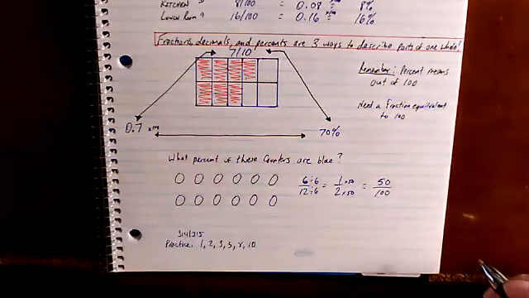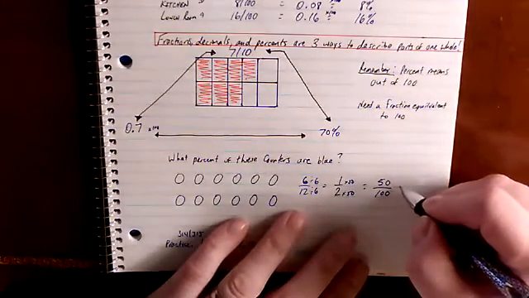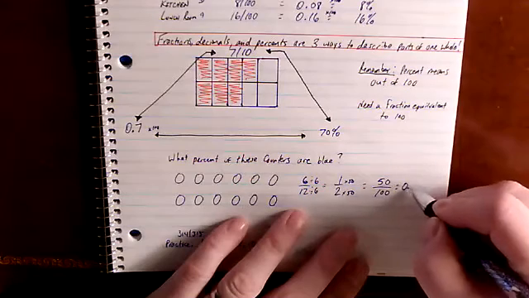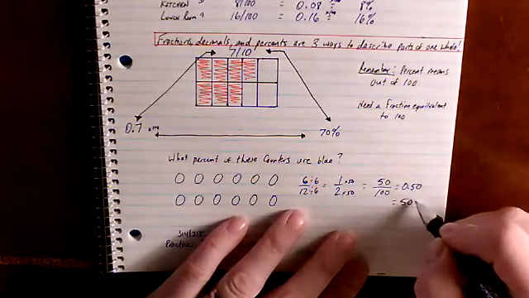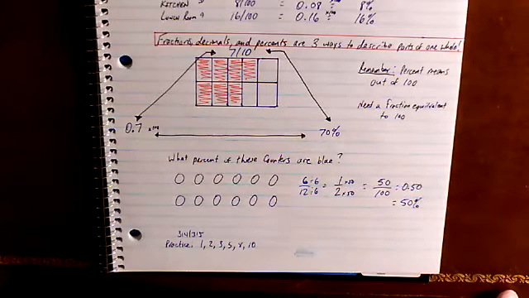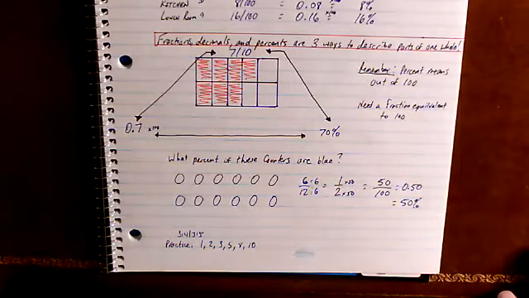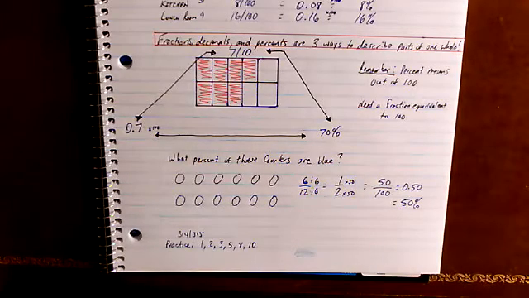So it said what percent of these counters are blue? Well, 50 over 100 equals 0.50, which equals 50%. So you probably already knew that half were, but how do I get there? How did I get to that number? That is the key. That is the question. Okay. And so 50% of my counters are blue.